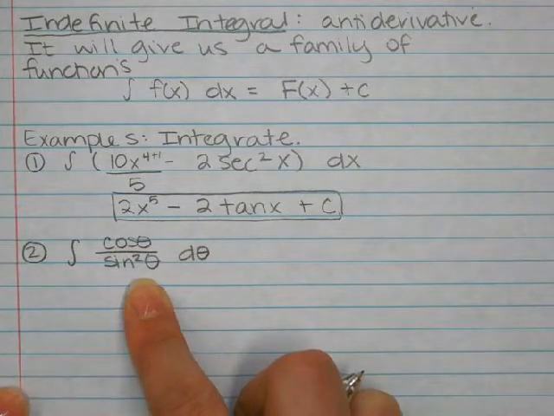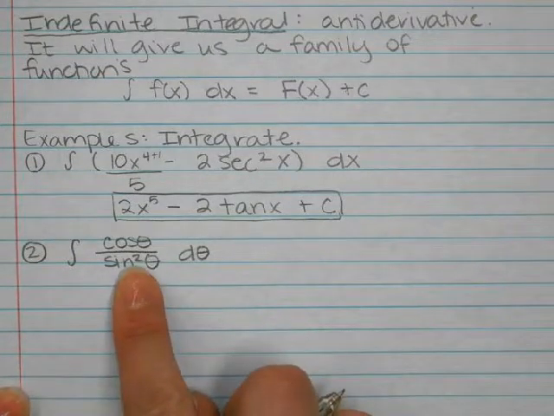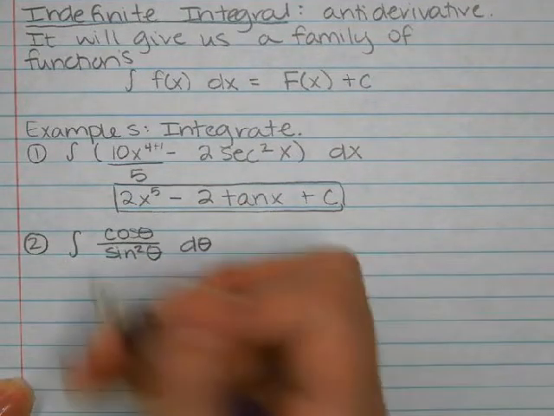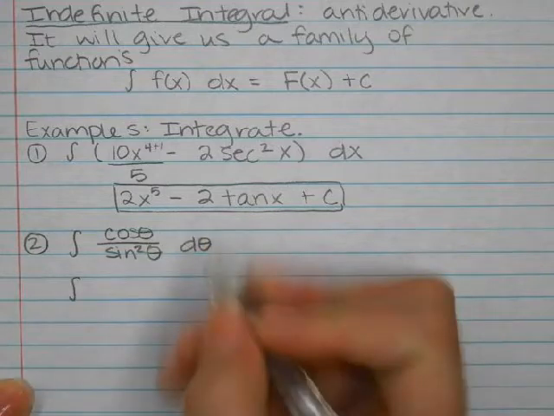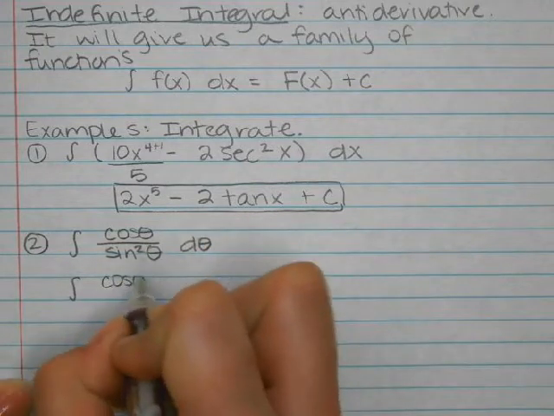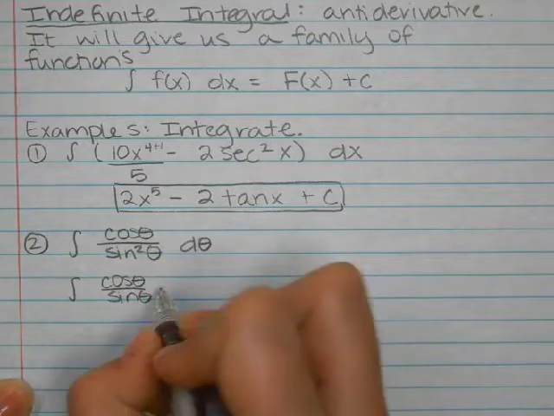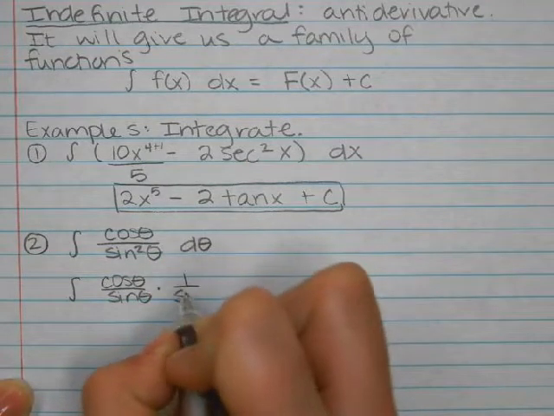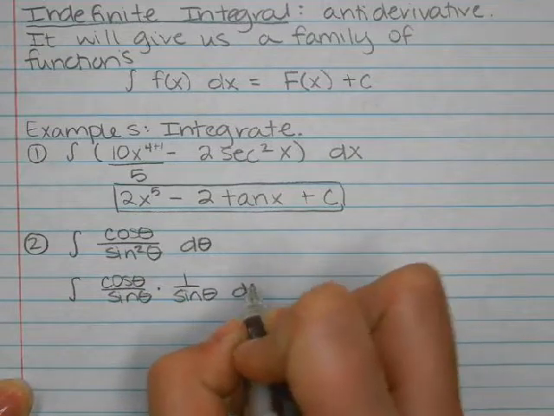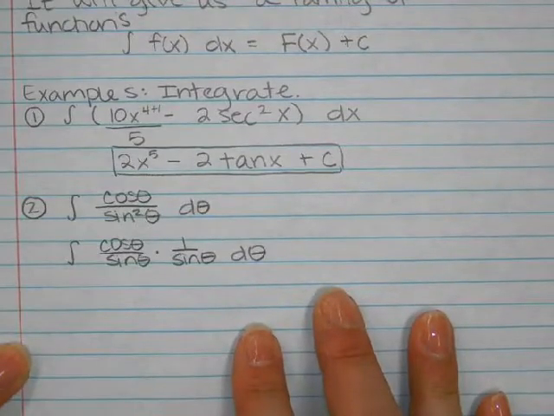So what I'm going to do is start thinking about how I could split this apart and use the different trig identities to figure out what this problem really should have been. I'm going to think of this as cos theta over sine theta. And then since it was sine squared on the bottom, that's multiplied by 1 over sine. So all I did is split the problem apart.